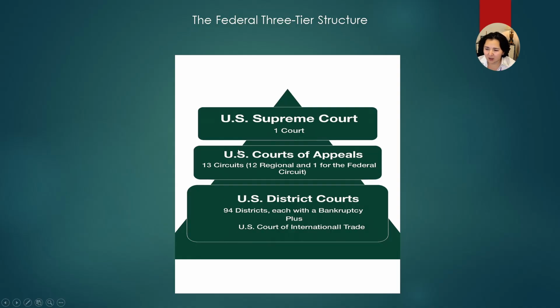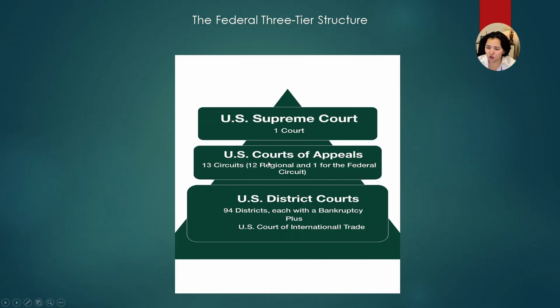Please take a look at the diagram. This is how the federal court system of the United States is structured. At the top of the system is the United States Supreme Court. Below the Supreme Court are the United States Courts of Appeals, organized into 12 federal circuits. At the base of the system are the United States District Courts, consisting of 94 judicial districts.